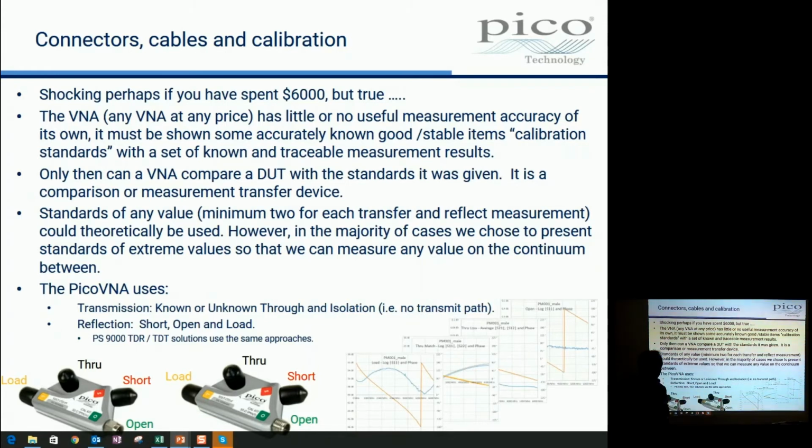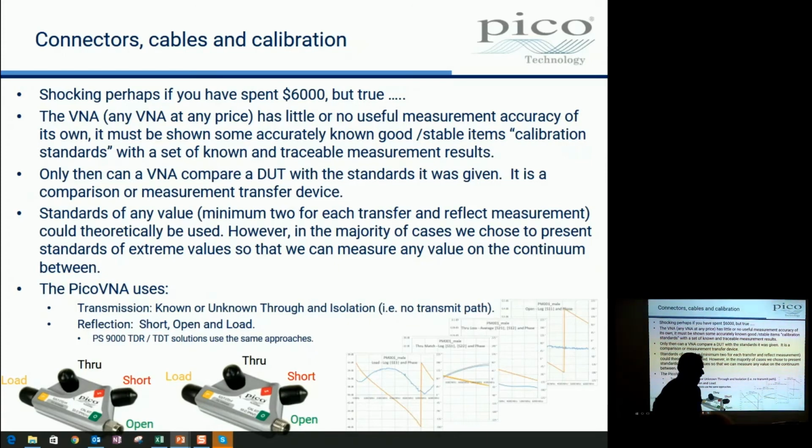But calibration, right, so you spent $6,000, but you've bought an instrument that has almost no accuracy at all. It's useless. And I do mean completely useless. It really would be completely useless. And that's because the errors in directional couplers are massive. And we have to calibrate those out. So if you don't calibrate a VNA, you ain't got anything.